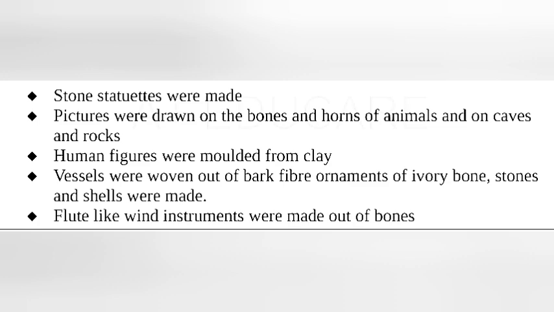Ornaments of ivory, bone, stones and shells were made. Flute-like wind instruments were made out of bones.